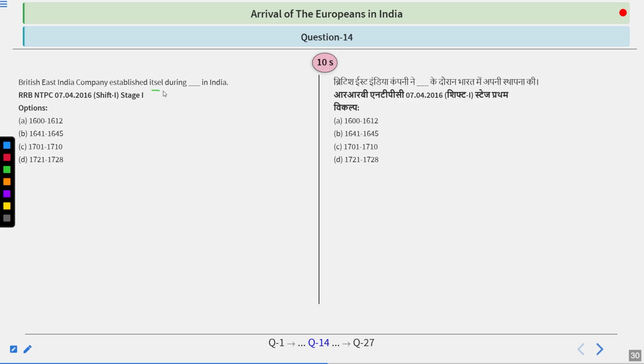British East India Company established itself during ___ in India: 1600 to 1612, 1641 to 1645, 1701 to 1710, or 1721 to 1728. So try to find out the answer.